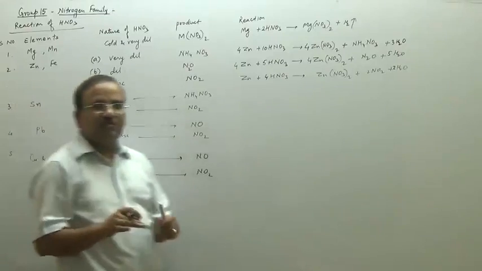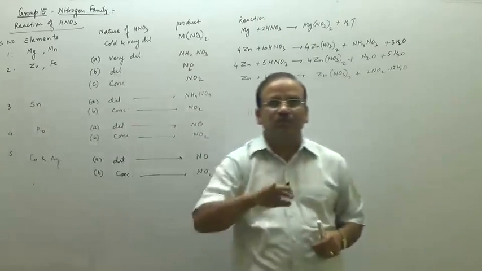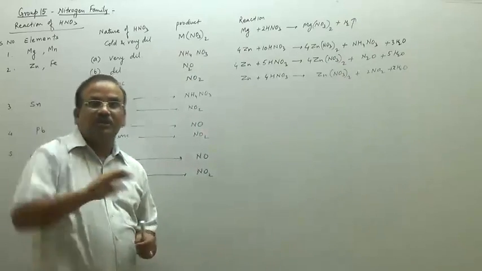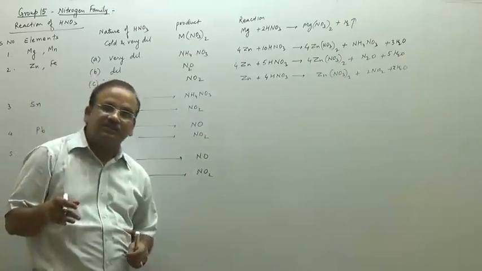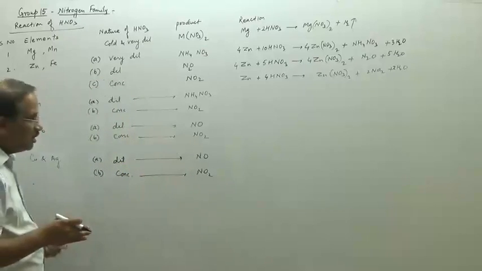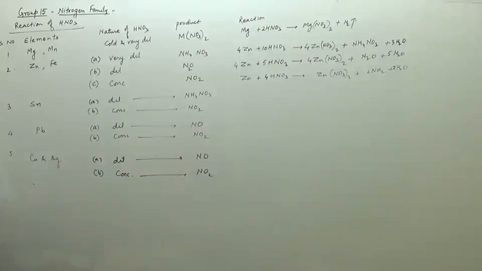The elements which are present nearby hydrogen have less reactivity in the electrochemical series. Since their reactivity in the electrochemical series is less, they form nitrogen oxide in the dilute, and in the concentrated they give NO2.